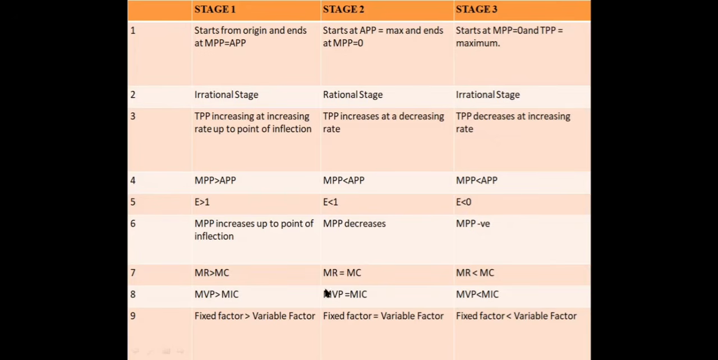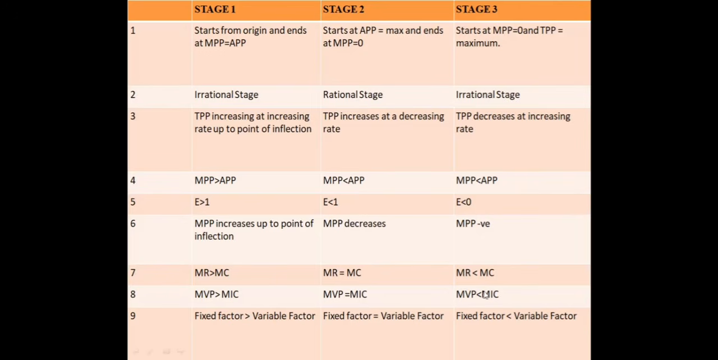Then marginal return is equal to marginal cost in stage 2. As you all know, the optimum stage will always be attained at a point where MR equals MC. Marginal return equals marginal cost, right? We have studied this many times. So this is the reason why it should be the rational stage, right? Because we know the optimum point is always MR equals MC. So obviously stage 2 will be the rational stage, right?